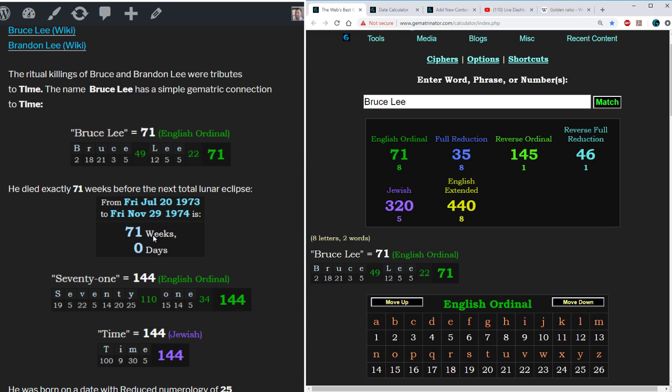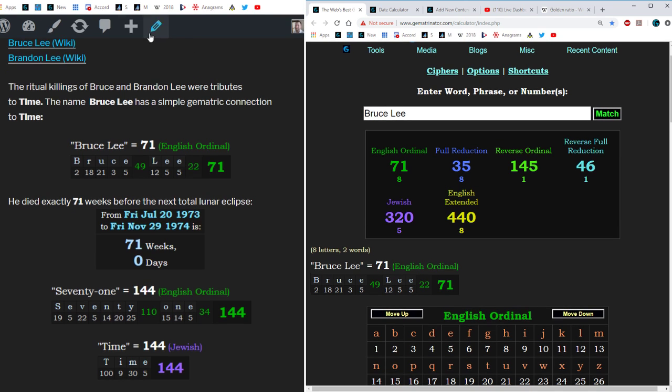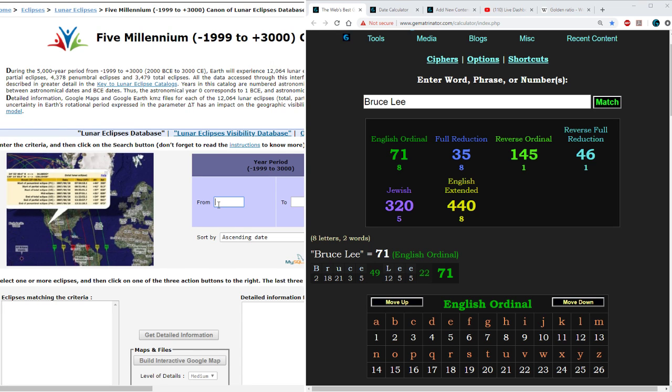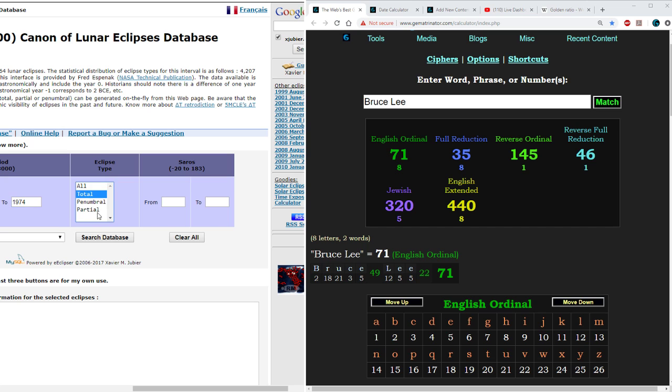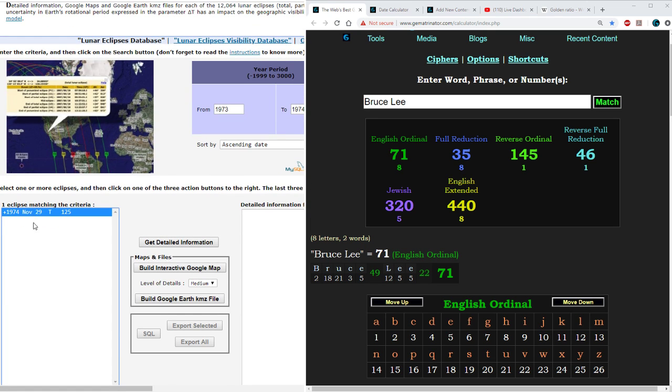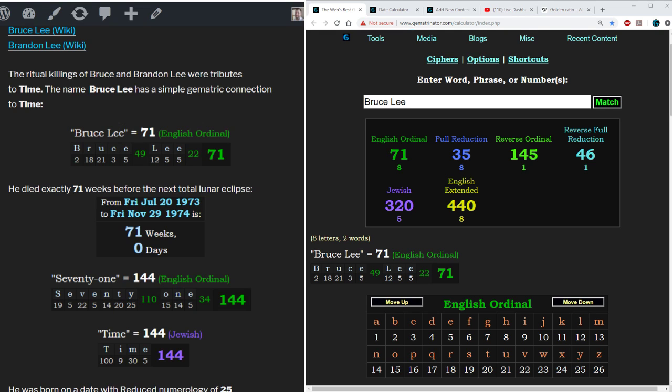Many of these rituals involving deaths are related to total solar and lunar eclipses. Now, this ritual has everything to do with the moon landing and the Metonic cycle. So in this case, we measure to the next total lunar eclipse. The next total lunar eclipse to occur after Bruce Lee died was in the year 1974. You'll see that was on the date November 29th. Measuring from his death to the date of that eclipse is exactly 71 weeks.